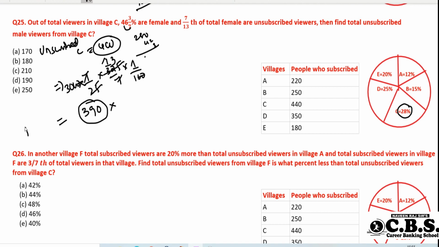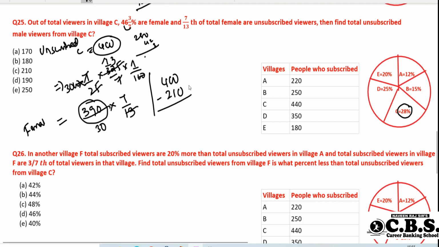In that 390 are female subscribers. Of those female subscribers, 7/13 are unsubscribed. So 13 times 30, nothing but 210. Out of 400 unsubscribed, female are 210. Therefore male are 190. Is it clear? Understood? So there are totally 400 unsubscribed, female unsubscribed are 210, therefore the remaining 190 are male unsubscribed. So option D is the right answer. Get my point? Basically, always try to convert the percentage into a fraction value. It will help you get the answer in a very simple method.